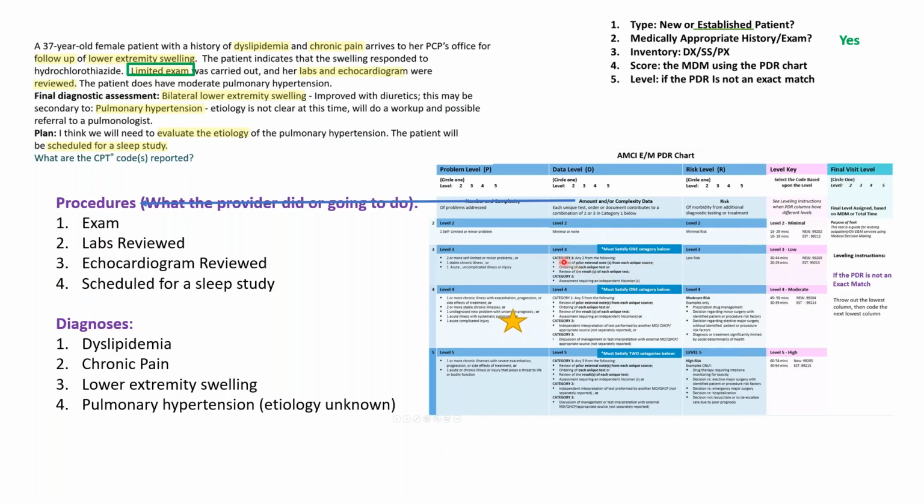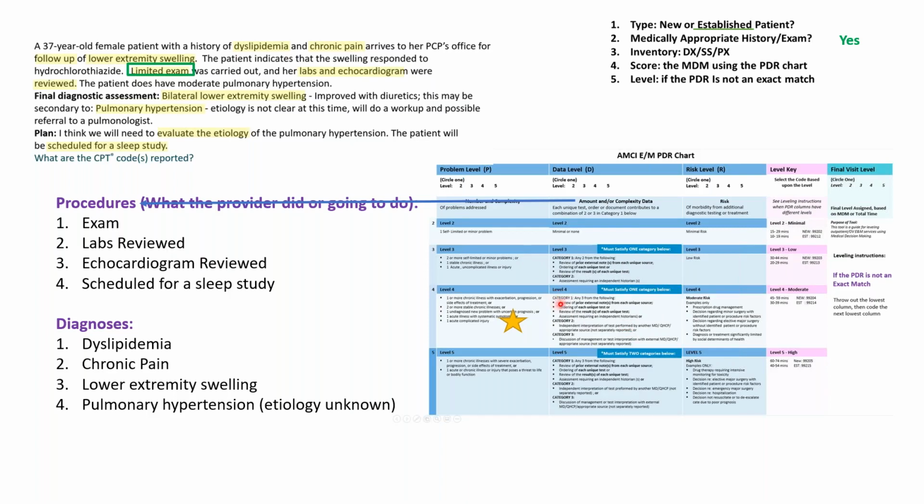Let's look at level 3. And you must satisfy one of the categories, category 1 or 2. Category 1 says you need to review prior external notes. There's no mention of that. Ordering of each unique test. Wait a minute. He did schedule a sleep study. That is 1. Also, the doctor reviewed each unique test. Absolutely. The doctor reviewed the labs. That's 1 unique test, and the echocardiogram, that is 2. So we have 3 elements.